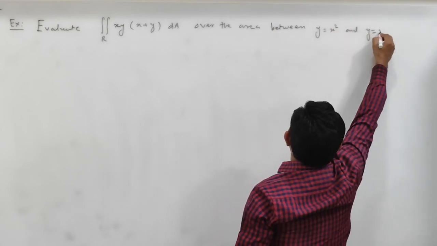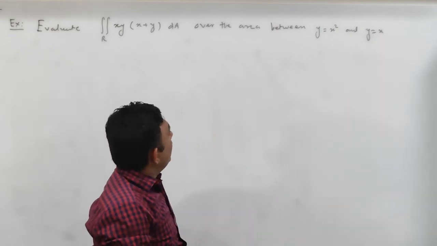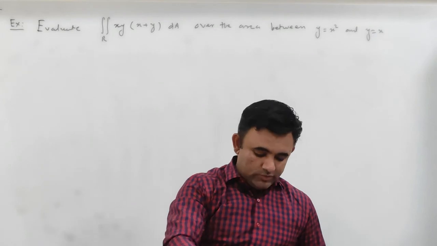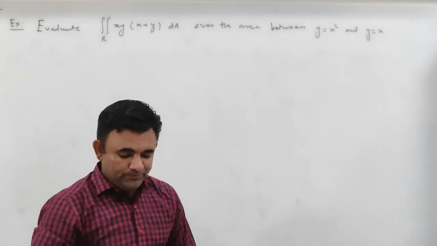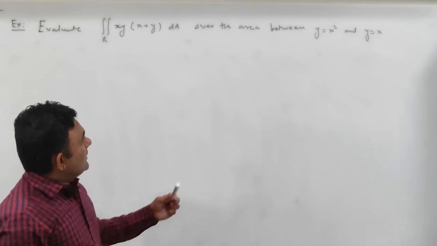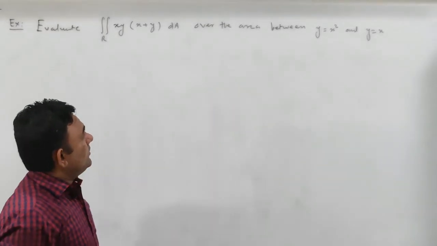Over the area between y equal to x square, it is a curve, and y equal to x is another curve. So you just find the integration between these two curves, area lies between these two curves. So let us first of all draw these two curves.